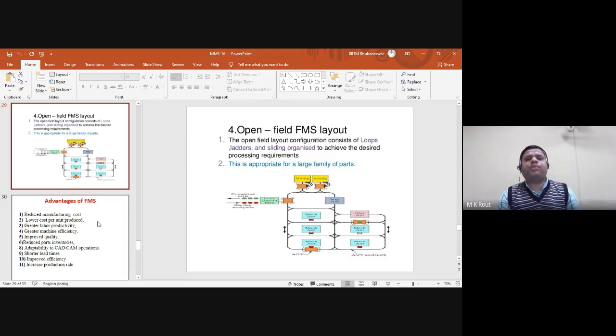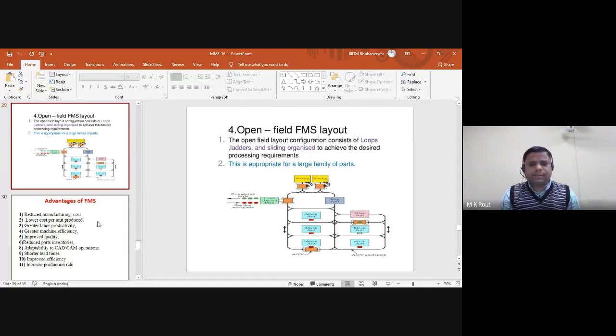The open field layout consists of different loops, or you can say closed loops. It also includes ladder layouts and sidings organized to achieve the desired processing requirement. This is appropriate for a large family of parts. Whenever you process a large volume of parts or complex jobs, this is appropriate for a large family of parts and subparts also.